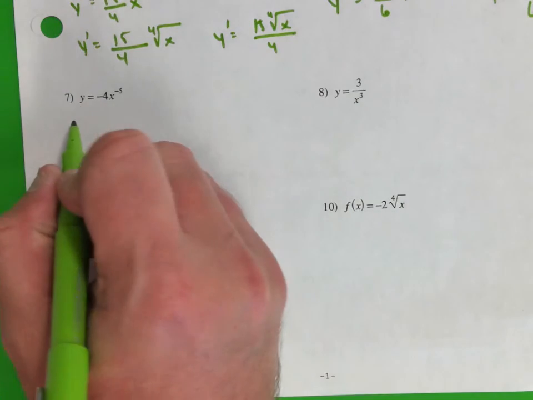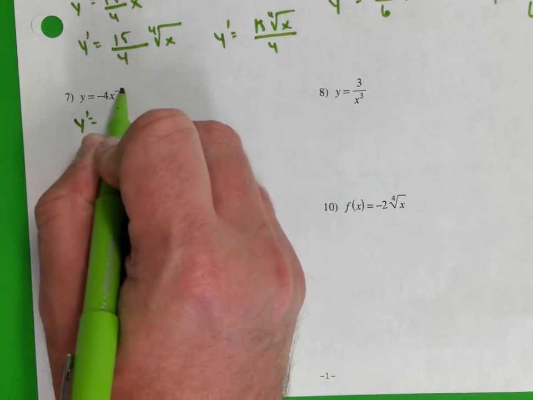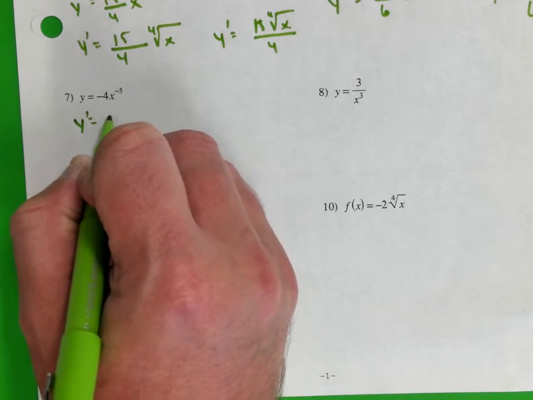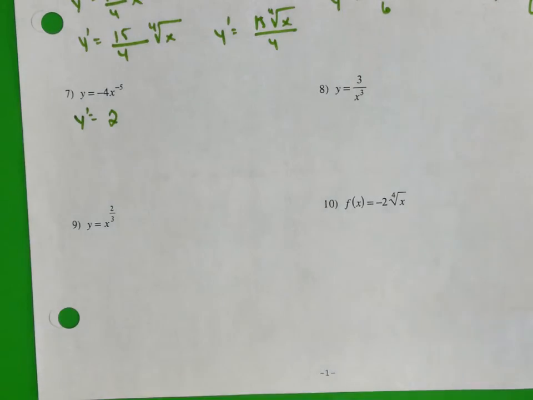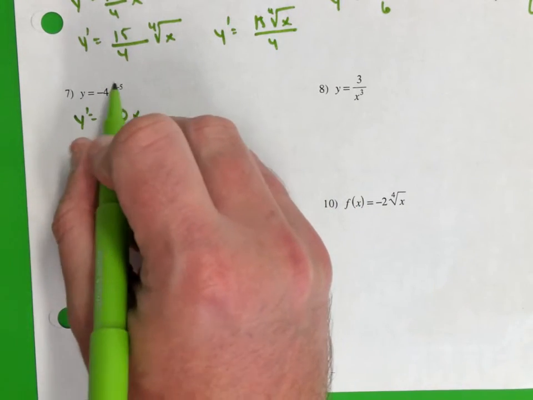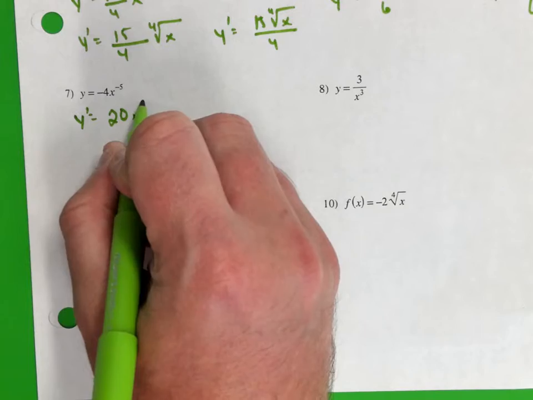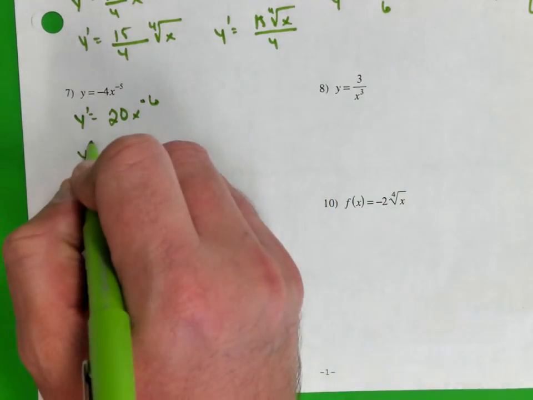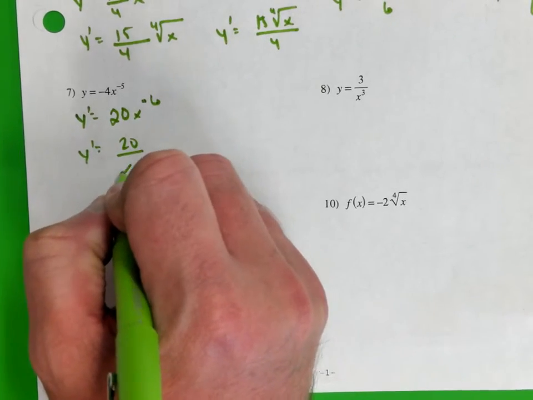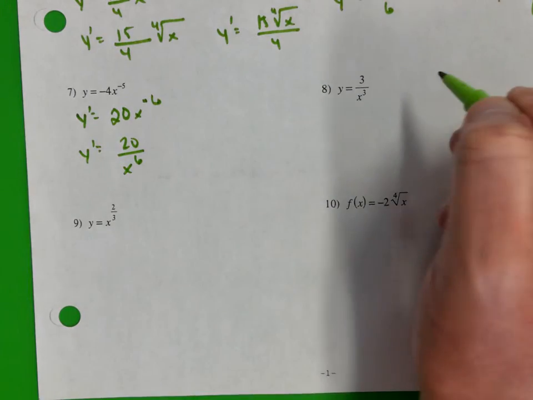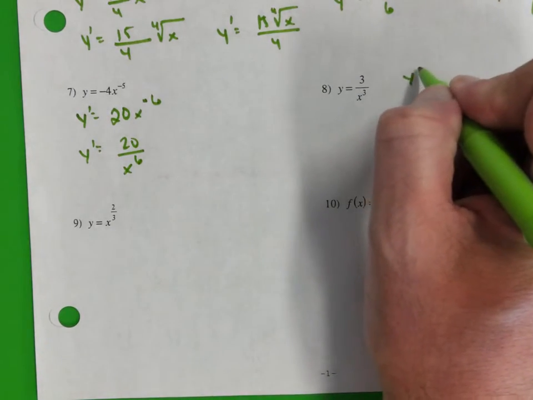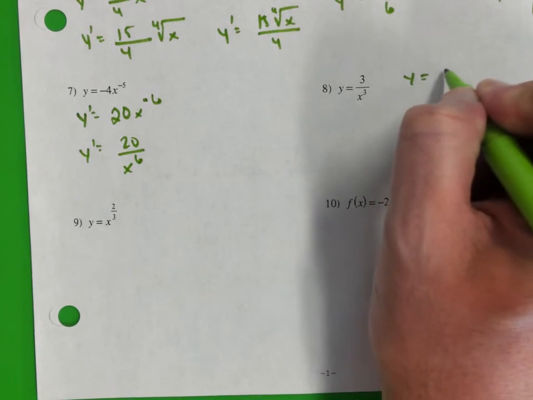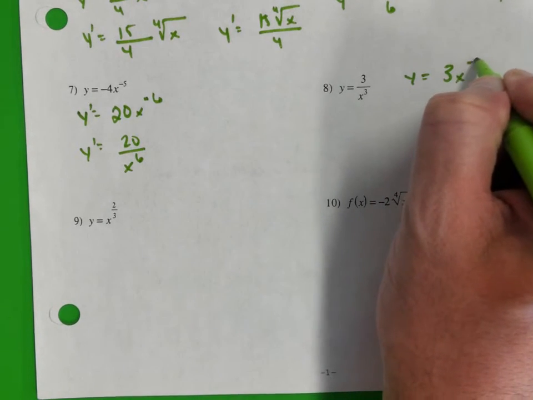All right, number 7. Y prime equals, what's negative 5 times negative 4? Negative 5 times negative 4 is 20. Very good. Negative 5 minus 1 is negative 6. How will I get rid of that? Put that x in the what?